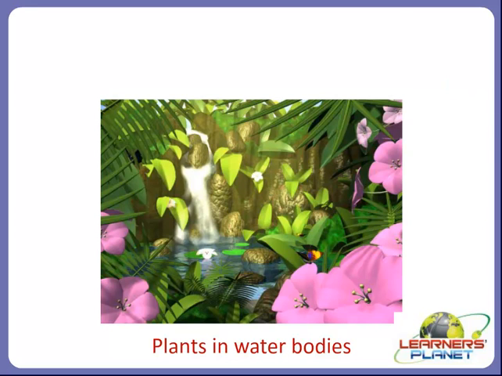In the same way, there are plants in water bodies too. Similarly, in water bodies, lots of plants grow on the water surface. Can you see here? This one? Yes, this white flower, then this green ones. So, there are lots of plants which grow on the water surface. That means they receive more sunlight.